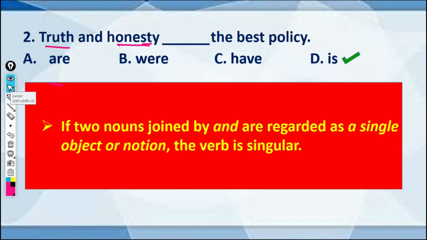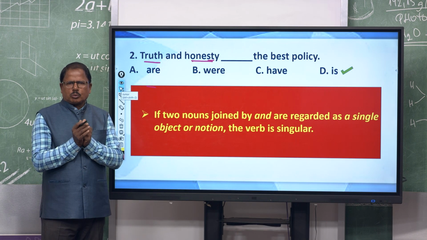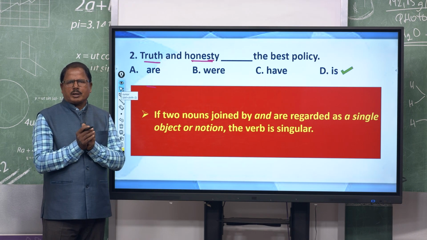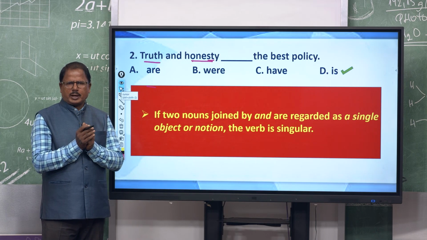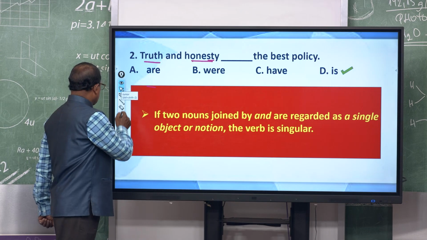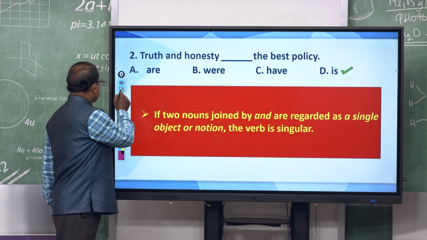If two nouns joined by and are regarded as a single object or notion, it gives one idea. Like truth and honesty. Rice and curry is my favorite food, right. Okay. So let us go to the next question.